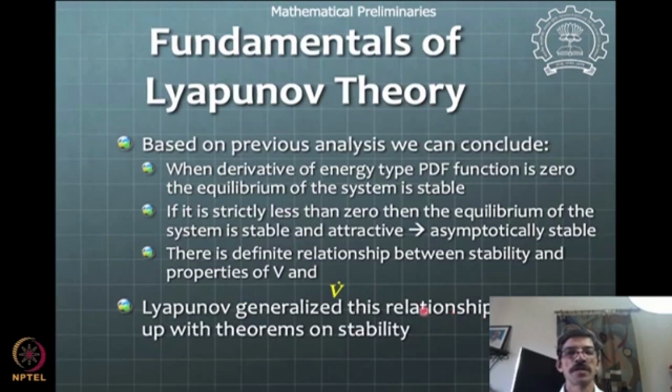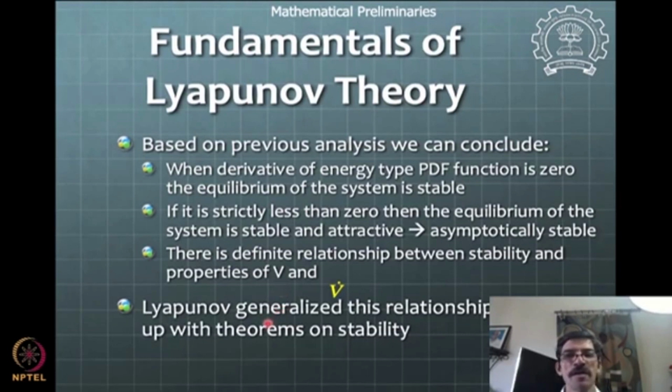Okay, so if the derivative of this energy type positive definite function is 0, the equilibrium is stable. Then if it is strictly less than 0, the derivative of the energy type function, then the equilibrium of the system is stable and attractive, which means it is having asymptotic stability. There is a definite relationship between the stability and the properties of V. Okay, so this is some kind of a sketchy analysis to say that.